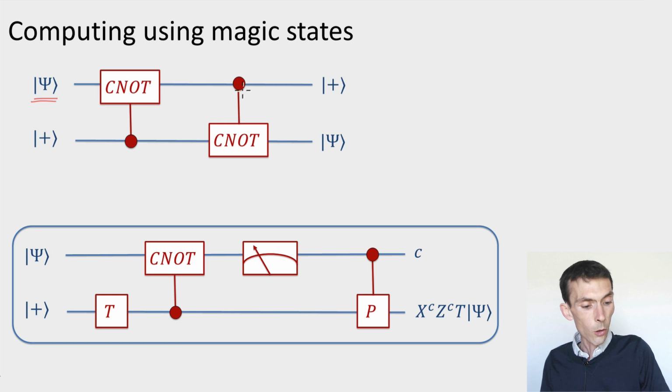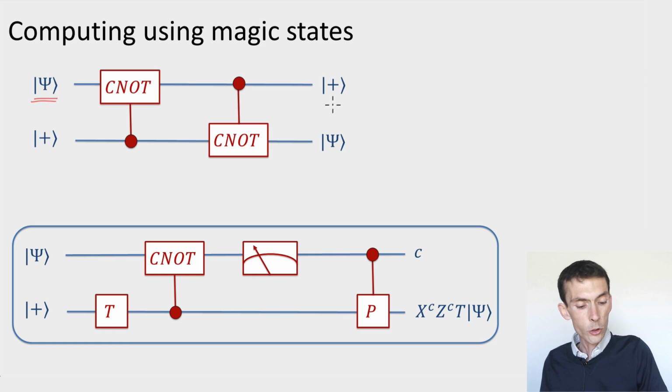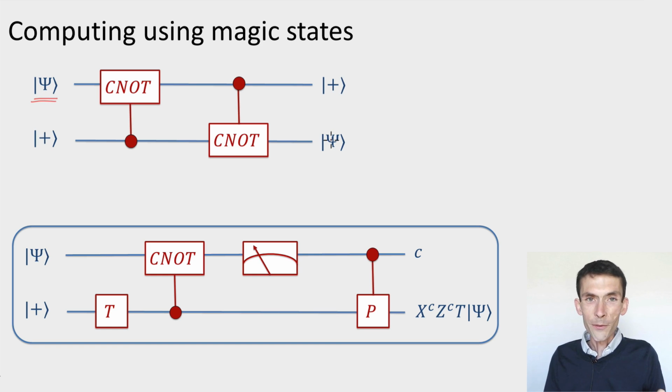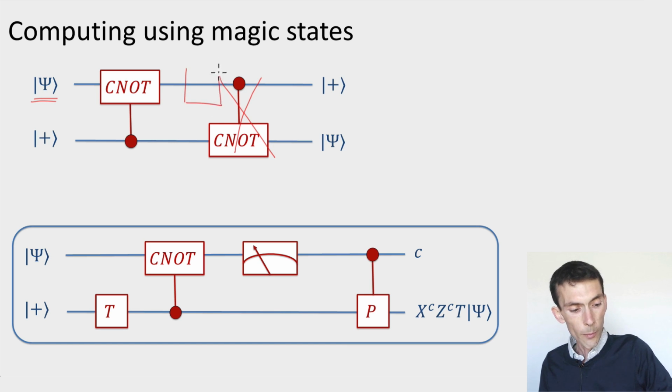Then controlled on the first wire, you apply a NOT on the second wire. And if you evaluate what happens, whatever the psi state is, and this is a plus, at the end of the circuit we've switched the plus and the psi. All right, fine. Now let's imagine that instead of applying this last CNOT here, let's not do it. Instead, let's measure the first wire in the computational basis. So I perform a measurement here, and this measurement returns an outcome C, which is a bit in 0, 1.